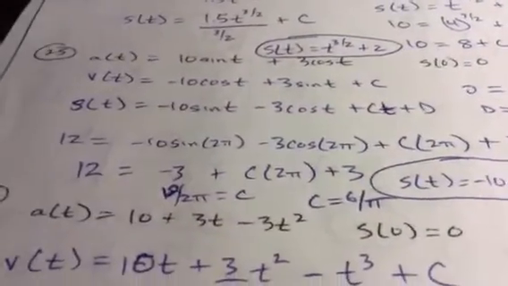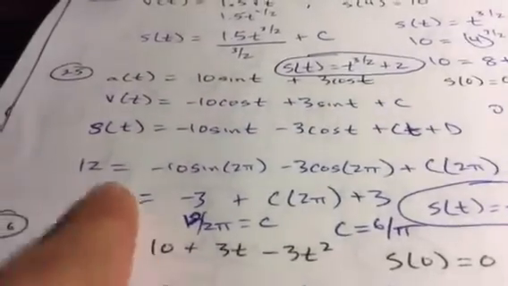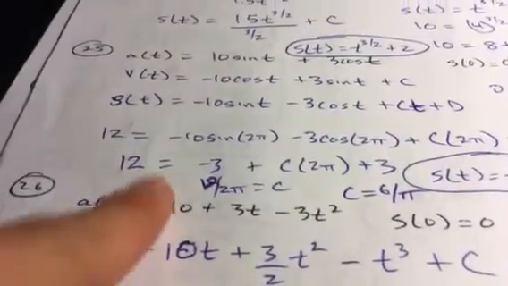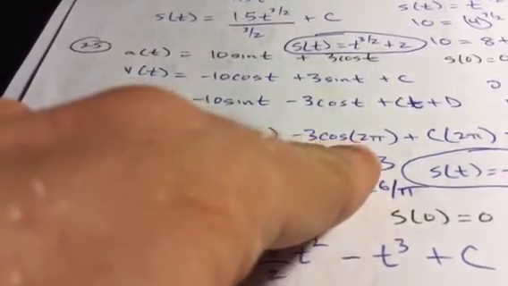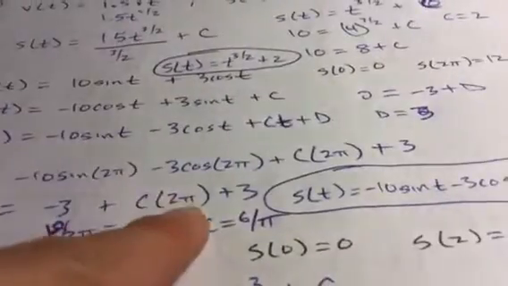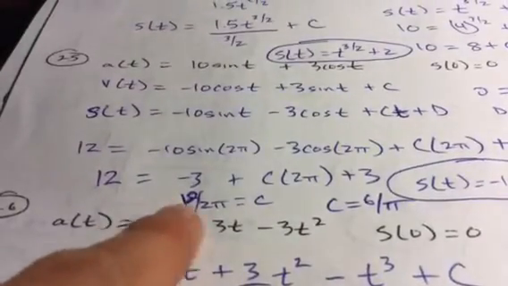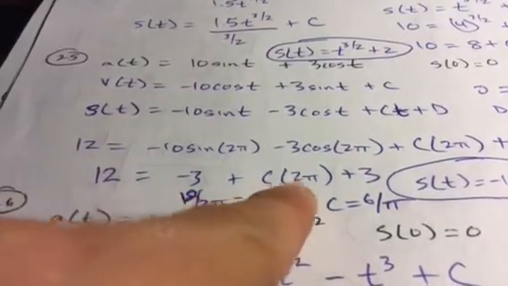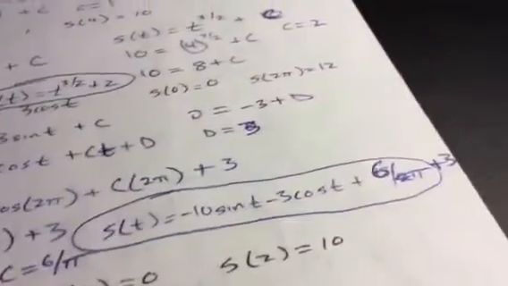And then I made a boo-boo initially. All right, we already have the s of t equation. Then plug in 2 pi in for t. All right, so that's going to be 0. 2 pi and 0 are the same location on the circle, so that's going to be -3 plus c times t plus 3. The -3 and the 3 will cancel. You're going to be left with 12 equals 2 pi c, divide both sides by 2 pi. C is 6 over pi.